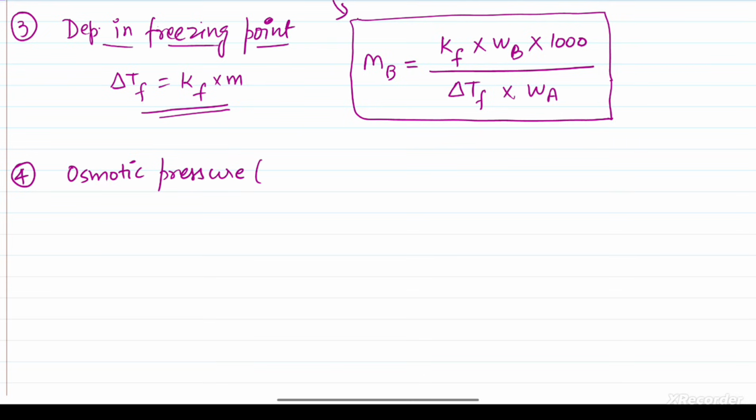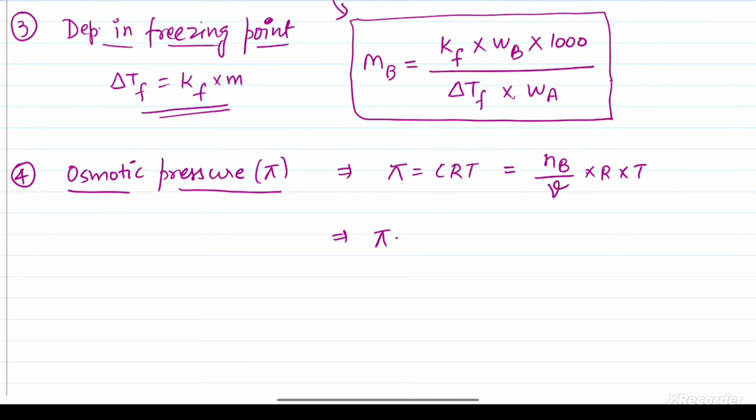Osmosis is a very important topic. Osmotic pressure, that is pi. Okay, so we have read the same equation like PV is equal to nRT. So we write the same expression, pi is equal to n by V into RT, that means CRT, where C is the concentration. Since it is a concentration, we can write it as number of moles by V into R into T. Again, in place of number of moles, we can write WB by MB. So it will be pi is equal to WB into R into T divided by MB into V. Okay, so this is the expression for osmotic pressure we have.